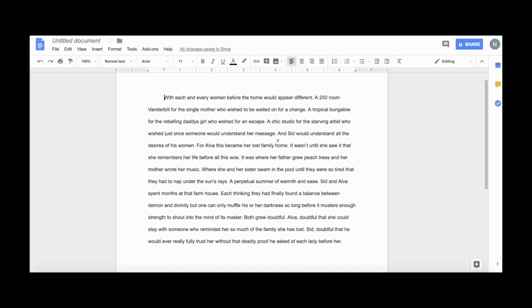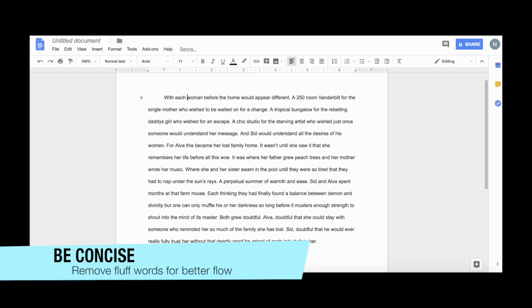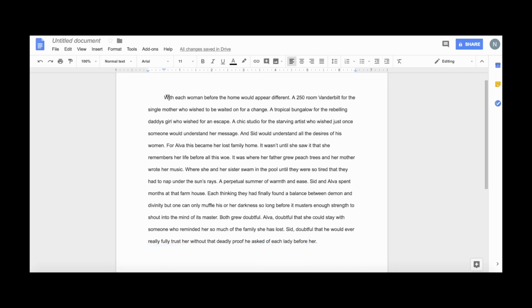So now we'll read through and edit this paragraph for any grammar mistakes. So starting with the first sentence, with each and every woman before, the home would appear different. Here I see that we can get rid of this "and every" and just make the sentence more concise, and this way we get our meaning across more clearly. So we change that to with each woman before, the home would appear different.